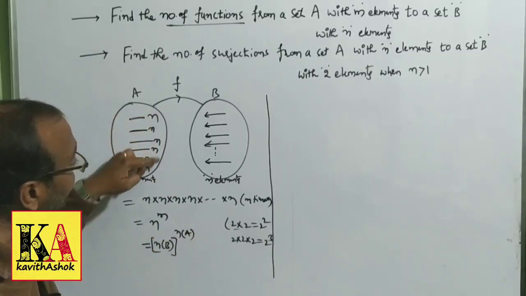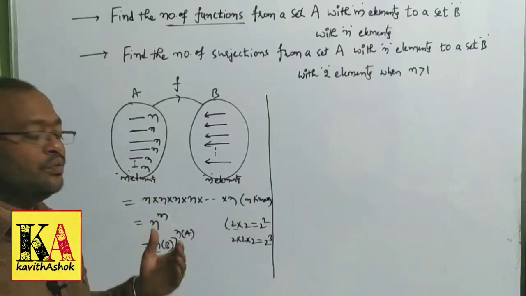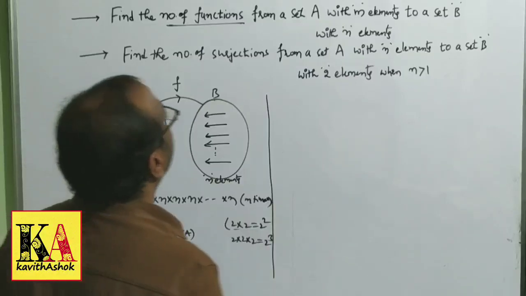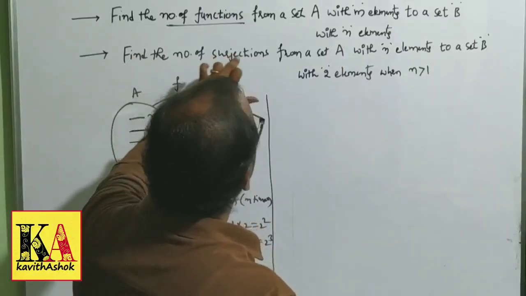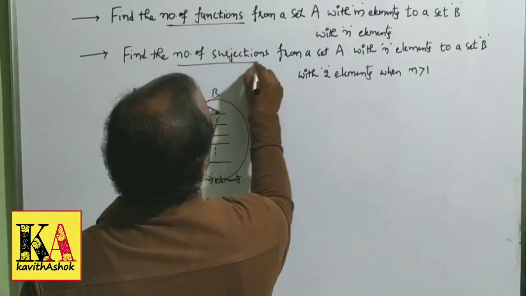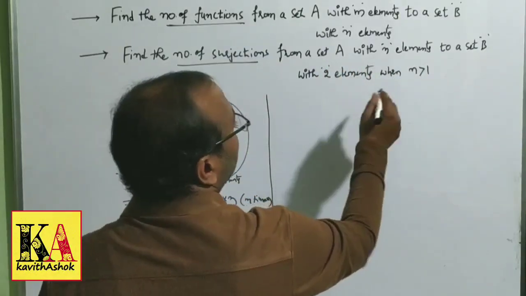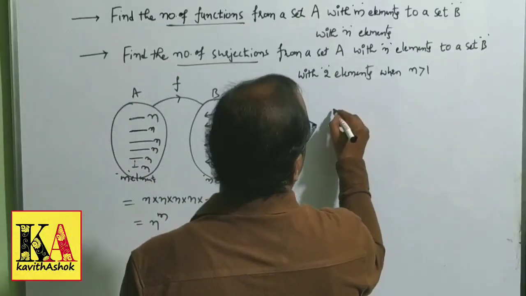Look at here, when the repetition is allowed, according to the definition of function, we will solve like this here. Next, go for the second. Find the number of surjections from a set A with n elements to a set B with 2 elements, right? Again, take the function here.